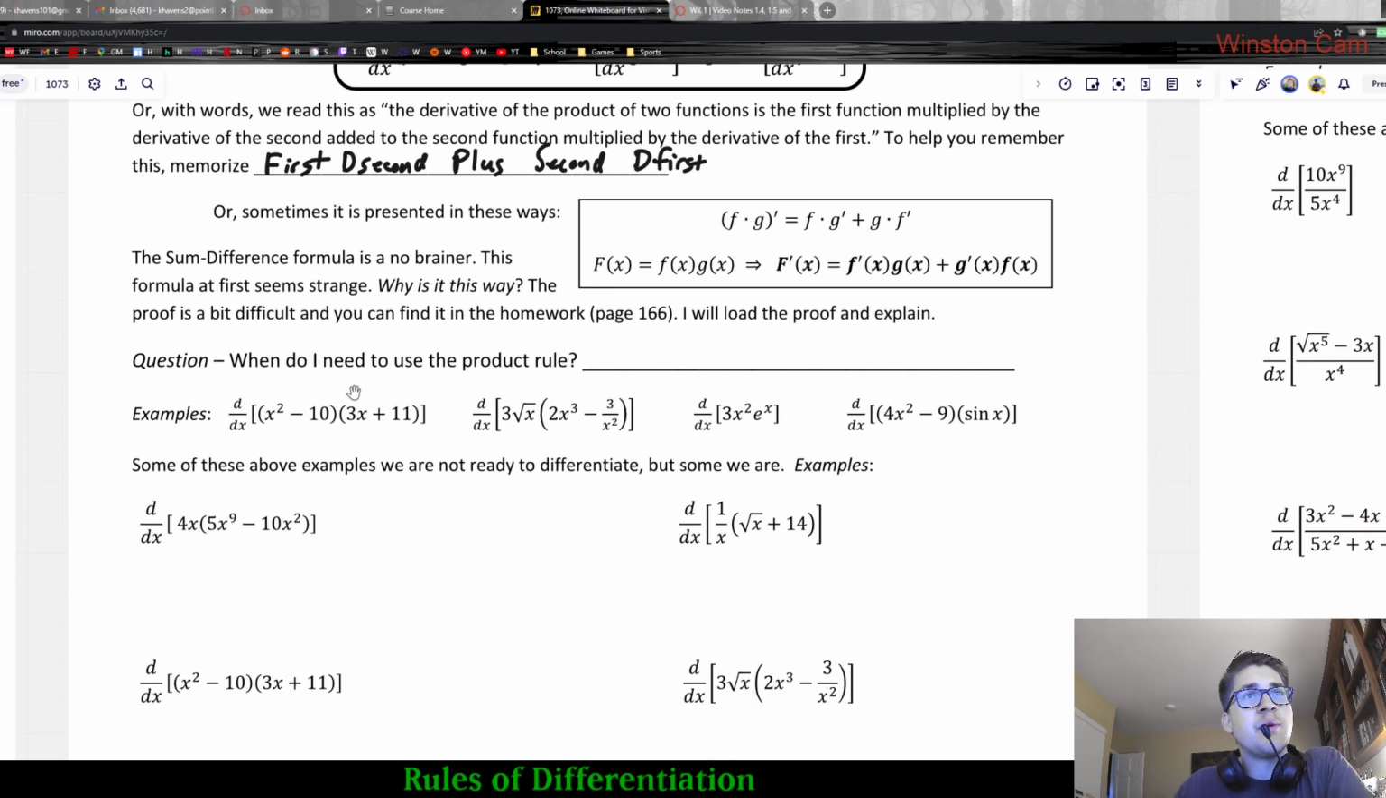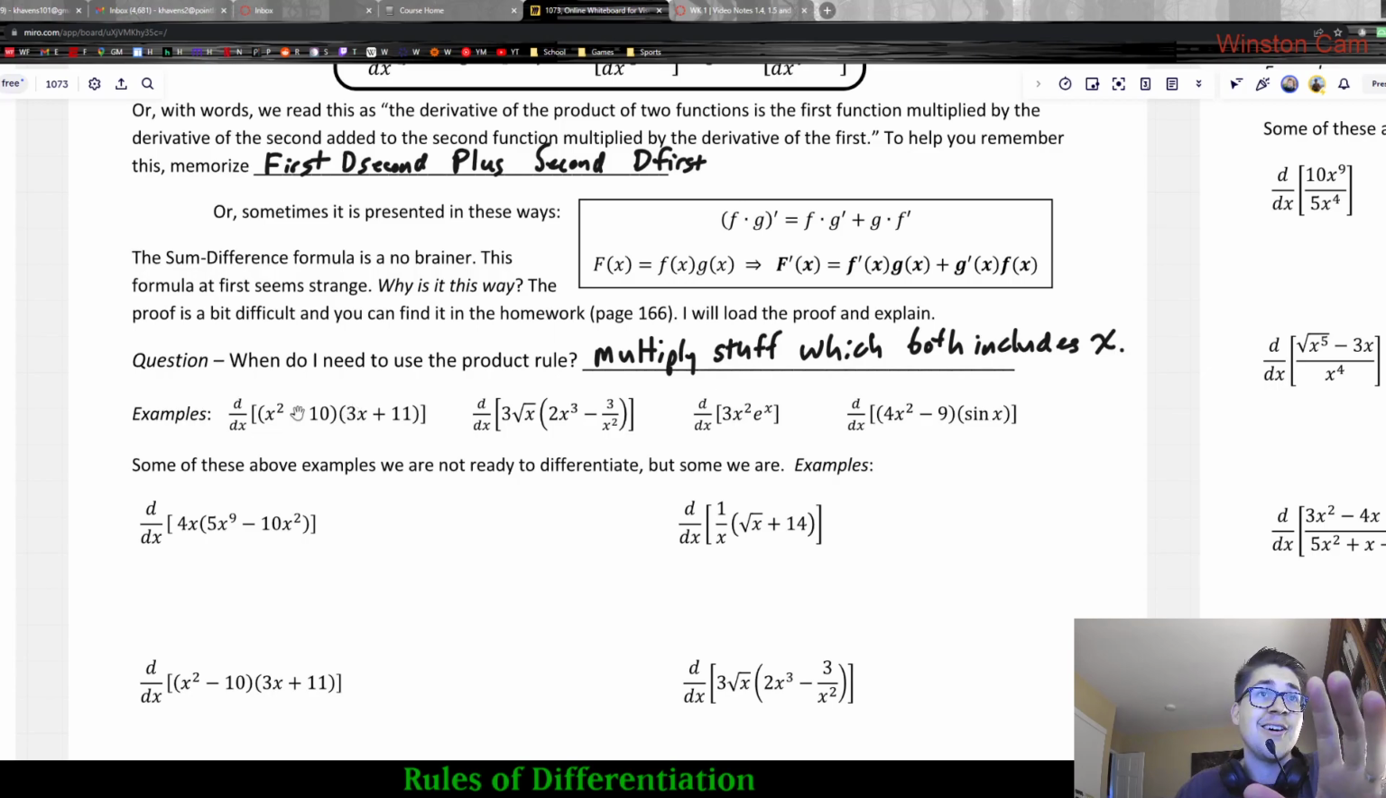And one question before we get started is, when do I need to use the product rule? If you look at a lot of these examples, it's when you have multiplication of two functions involving x. So if you're multiplying stuff which both includes x, and sorry, that's not a very technical definition, but this is how I like to think about it. Like if we're looking at this first example, notice we have a two-term polynomial times another two-term polynomial. So those two factors both involve x.